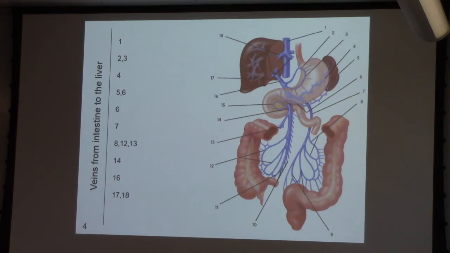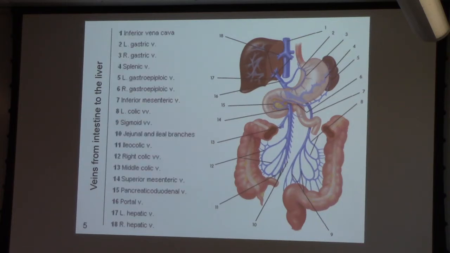Okay, I'm trying to follow blood flow. Remember, this is blood going up, not down. So let's just see, did we get this right? 1 is the inferior vena cava, 2 and 3 are the left and the right gastric. 4 is the splenic, 5 and 6 are the left and the right gastroepiploic. 7 is the inferior mesenteric, yeah, we got that. We're not gonna worry about colic, sigmoid, jejunal, or ileocolic.